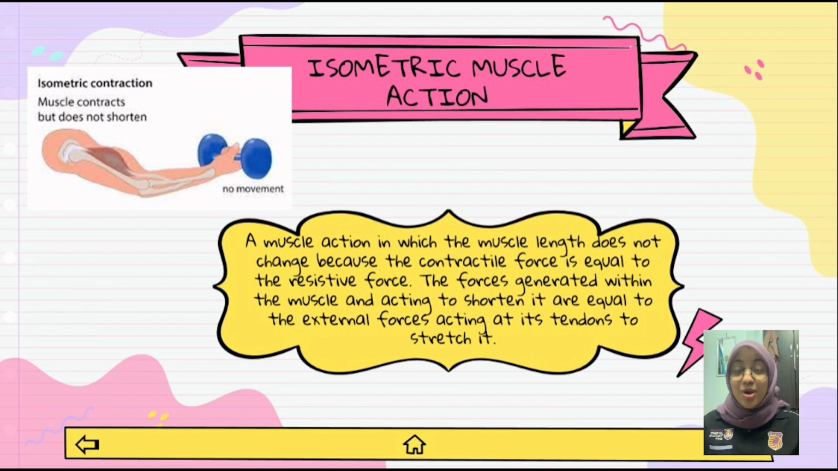And for the last one, we have the isometric muscle action, in which the muscle length does not change because the contractile force is equal to the resistive force, and the force generated within the muscle and acting to shorten it is equal to the external force acting at its tendon to stretch it.